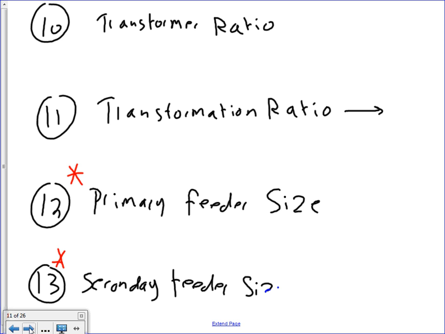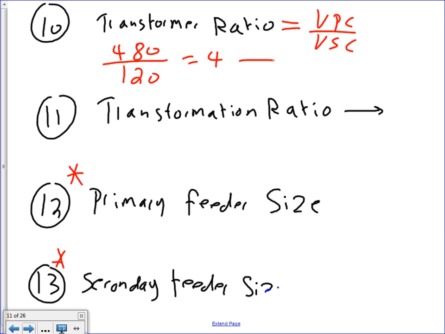Okay, transformer ratio. Guys, do you remember what the transformer ratio was? Transformer ratio was V primary coil over V secondary coil. If you do this, it'll give you 480 divided by 120. That will give you 4, and this will give you a 4 to 1. Right? V primary coil over coil. Coil over coil.